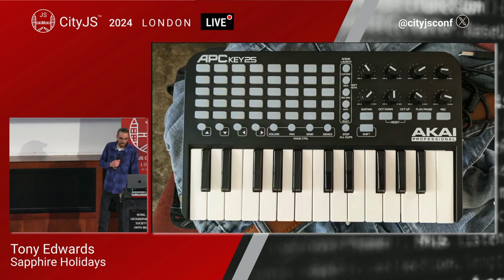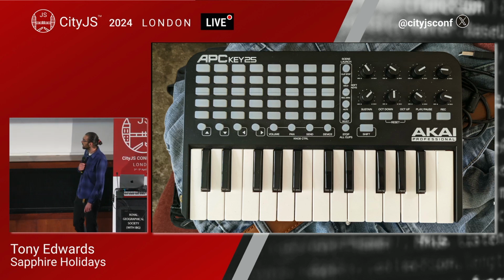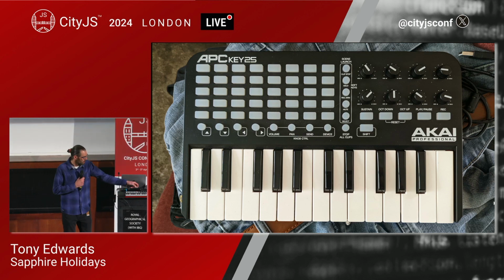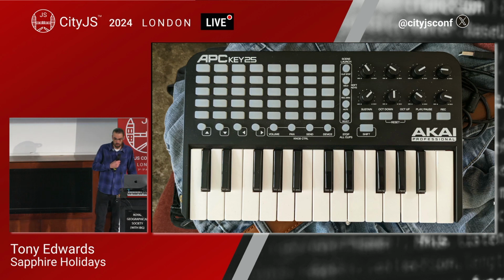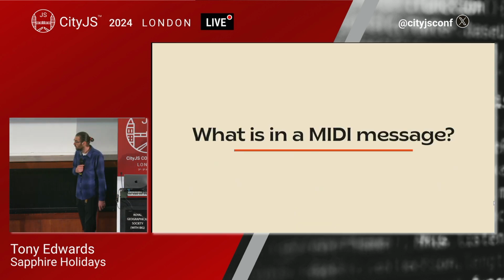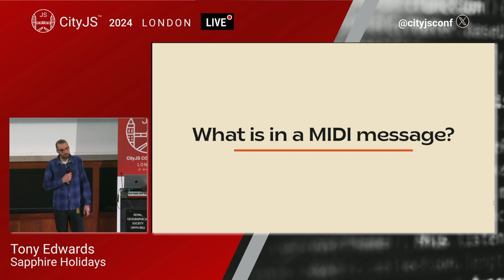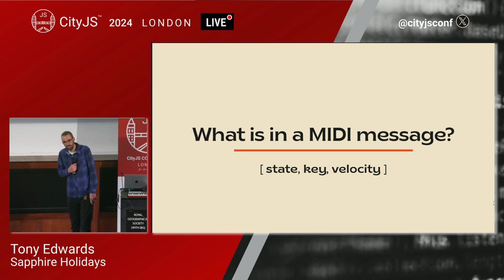For today, though, we are going to be using a 25-key Akai controller, this one here. And it's kind of the entry level for this kind of stuff. So whenever I press a key on this controller, we get the message sent through. And that 3-item array contains the state, key, and velocity. So the state being on or off, the key being the key number that's been pressed, and then the velocity is the force with which it's been pressed. Quite simple.